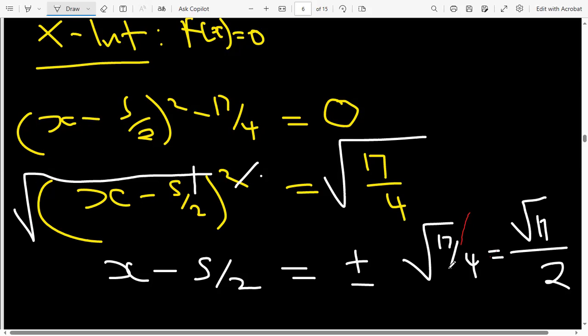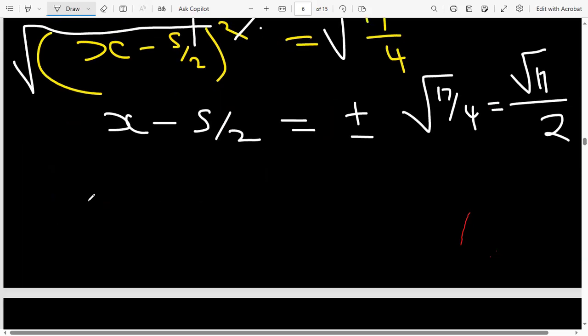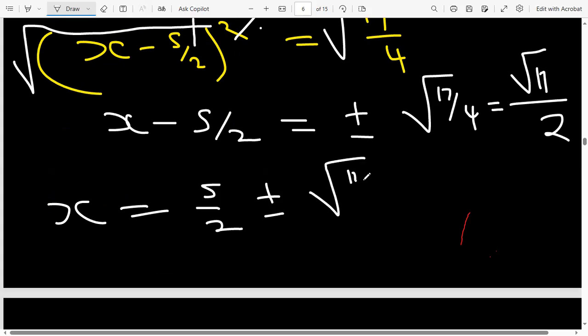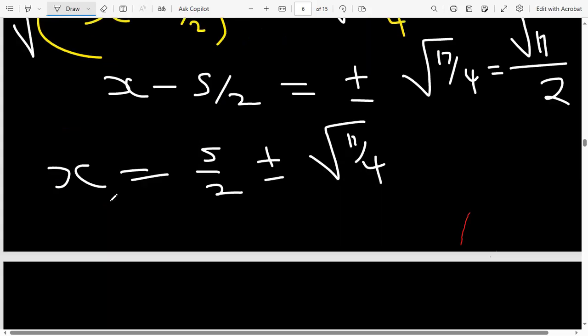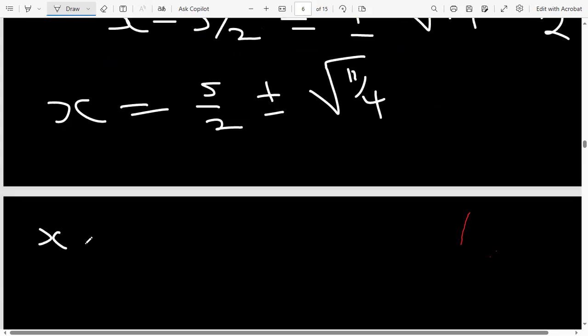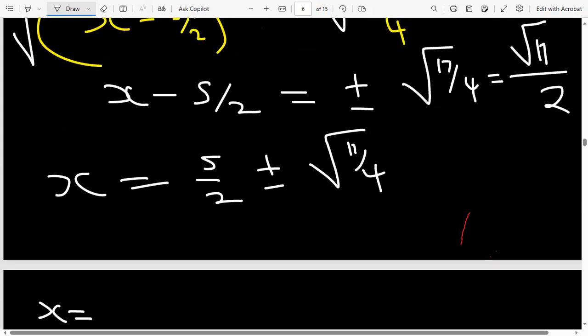Any is acceptable. Okay, so meaning here my x will just be equal to 5 over 2 plus or minus the square root of 17 over 4. So it means your first answer there will be what? Maybe we should use this one because I have a 2 here and a 2 so that we can add them easily, right? Yeah, I think let's use that one to be easier. So let's use the root of 17 over 2 here.